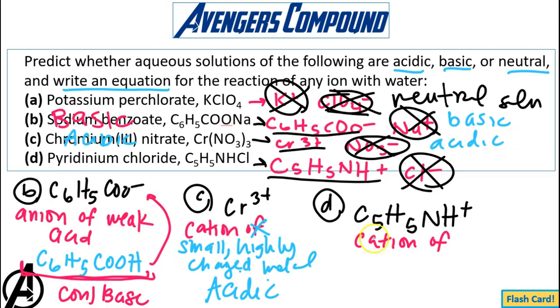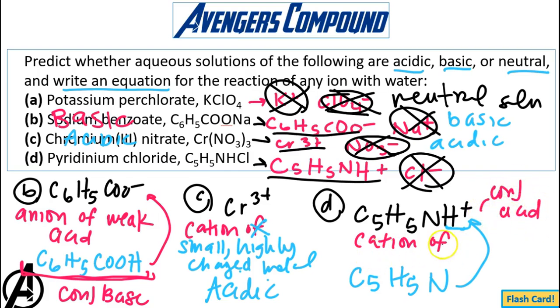And then finally for letter D, we have C5H5NH+. As you can see, there's already a proton attached. So what I want to do is say, okay, this has already accepted a proton, so I want to release the proton here and see what I get. I'm going to get C5H5N. And so as you can see, once you accept the proton, you get the H+, and so this must be a weak base. So that means the cation of it is going to be its conjugate acid here. And so this is the cation of a weak base.